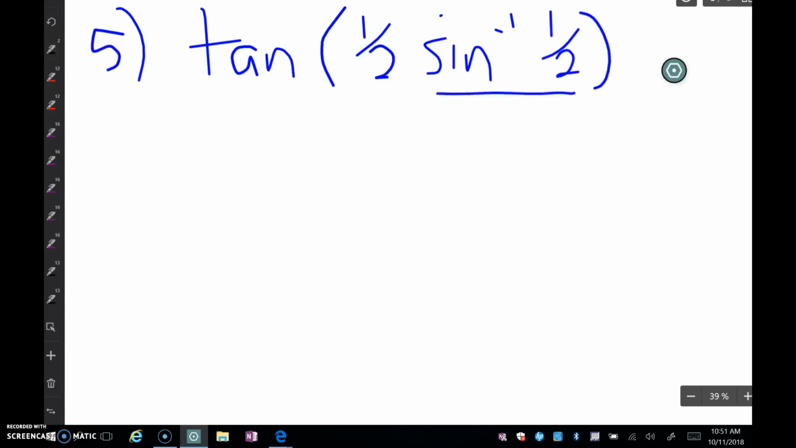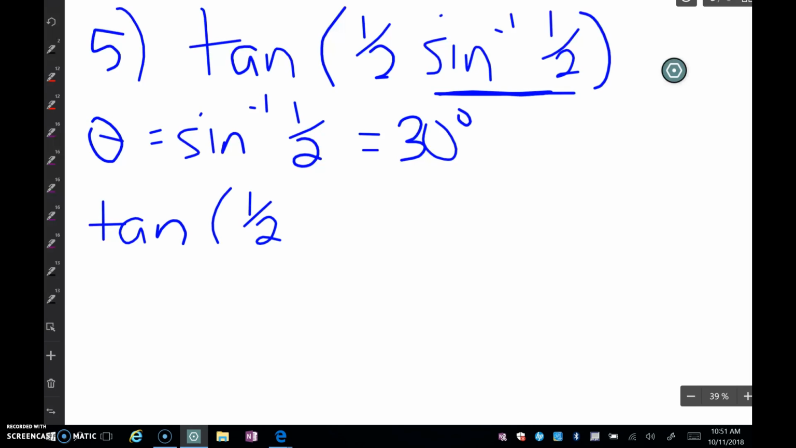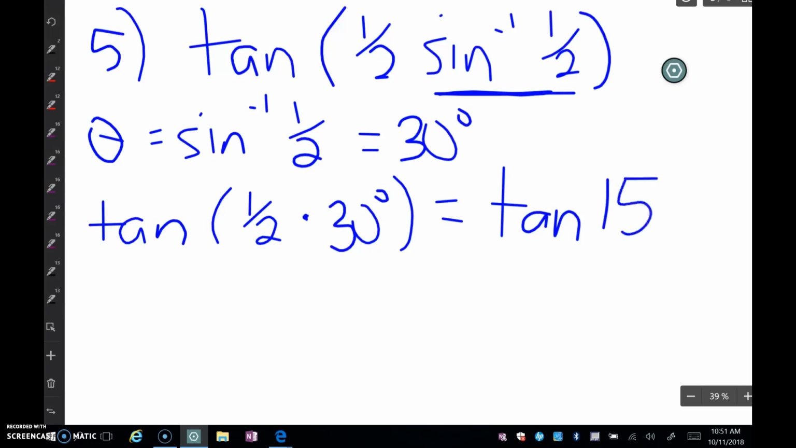Okay, so again, I'll let this inverse part be my theta. So theta is the inverse sine of a half. And luckily, I know that. A half is on my unit circle, the sine of a half. So if I put that in my calculator or look on the unit circle, I get that that is 30 degrees. So if I go back to my main problem, that means I'm doing the tan of 1/2 times 30 degrees. I go ahead and do a half times 30, so that means I'm trying to figure out the tangent of 15 degrees.